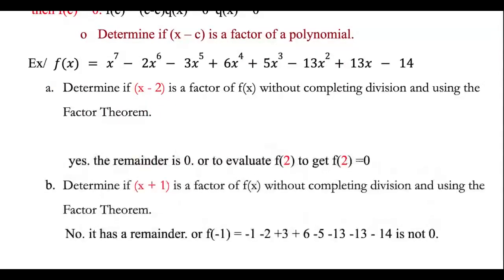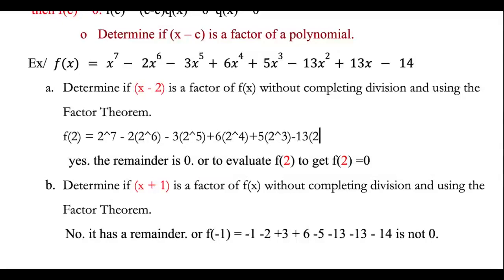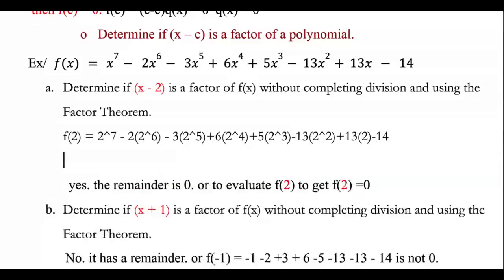So f of 2 equals 2 raised to 7 minus 2 times 2 raised to 6 minus 3 times 2 raised to 5 plus 6 times 2 raised to 4 plus 5 times 2 raised to 3 minus 13 times 2 squared plus 13 times 2 minus 14. Let's see if we get 0.